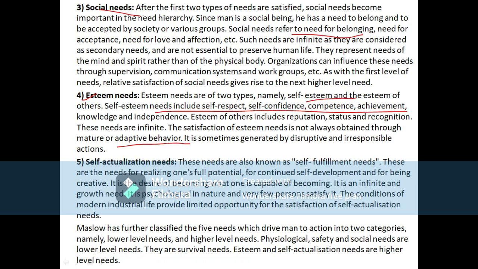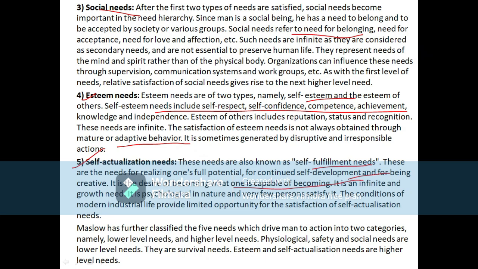After satisfying esteem needs, we go for self-actualization needs. Those are known as self-fulfillment needs, self-development, and being creative. It is the desire of becoming what one is capable of becoming. It is an infinite growth need, psychological in nature, and very few persons satisfy it. They want to be in the very top 1%. In present conditions, in this modern industrial life, limited opportunity is there to satisfy self-actualization needs.